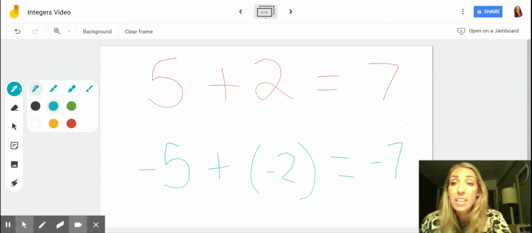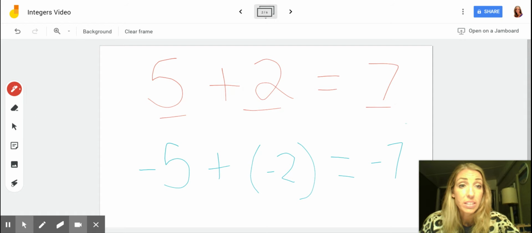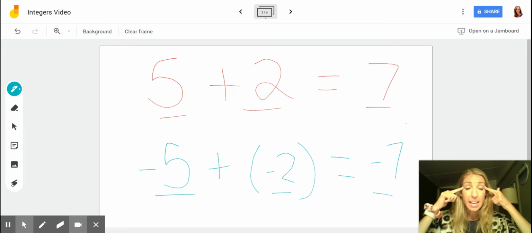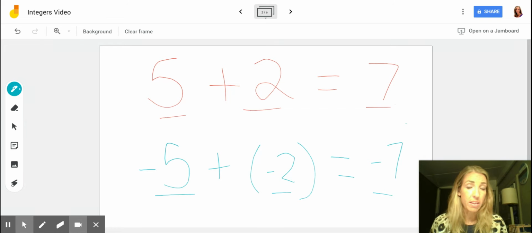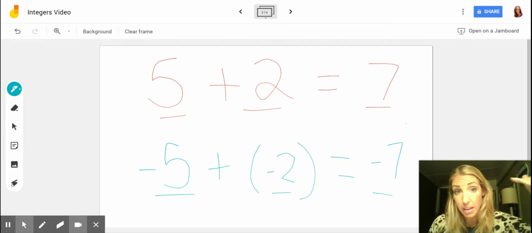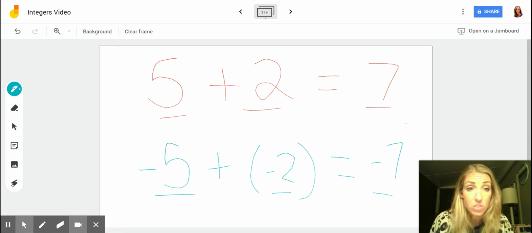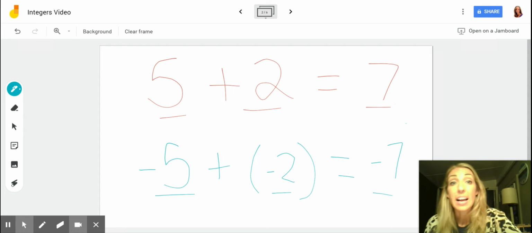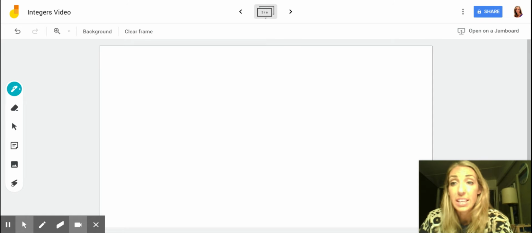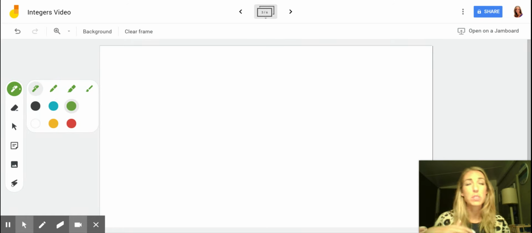Now notice what we did is 5 plus 2 is 7. Here, 5 plus 2 is 7. So in our minds, we're adding no matter what. However, in the first scenario, it's positive, so our answer is still positive. In the second scenario, it's two negatives, so our answer is still negative. Now, the third scenario is when we have one positive and one negative. And this is when a lot of times students get a little confused about what to do.